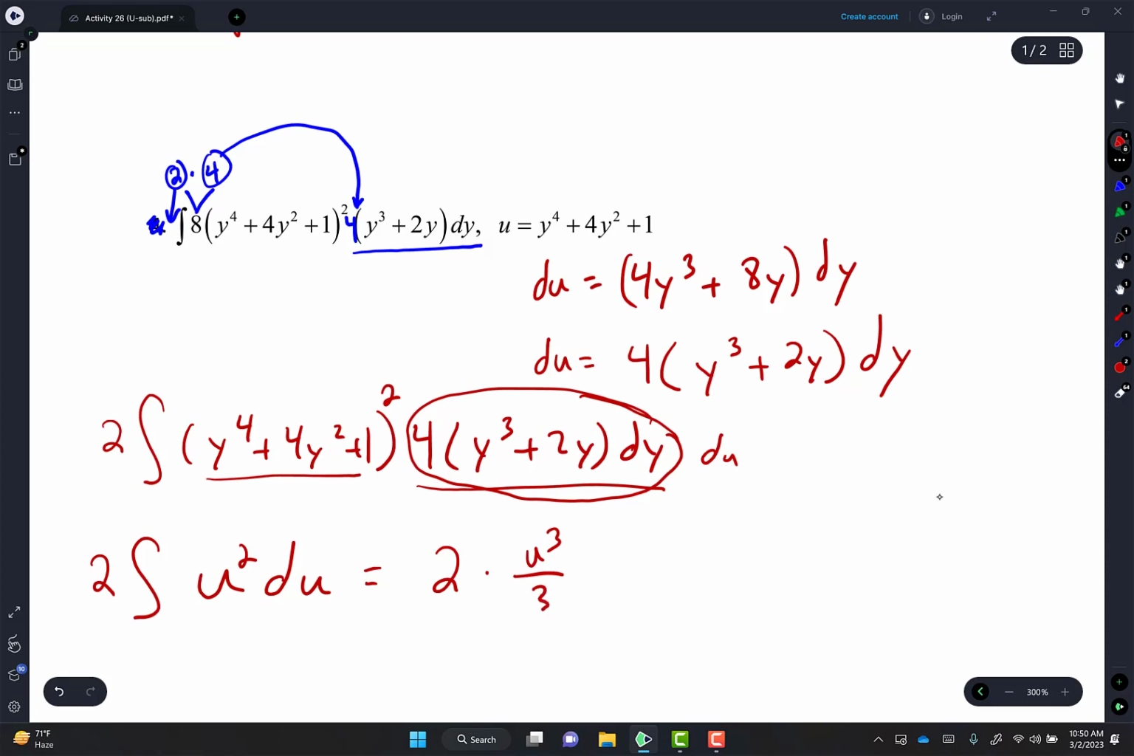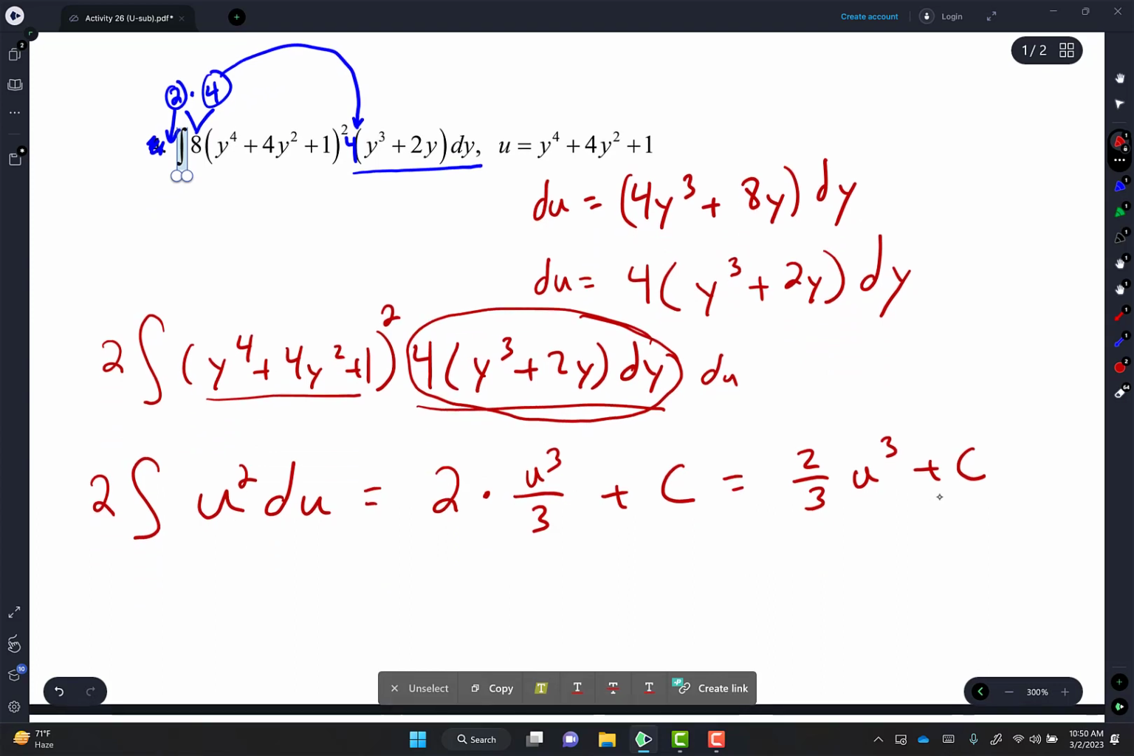U cubed over 3. Perfect. Plus c. Notice I put some space in there and I put a little dot. So that's 2/3, right? So I'm gonna write 2/3 u cubed plus c. And I'm gonna write back what u is. I know it sounds a little funny, but so here we go.